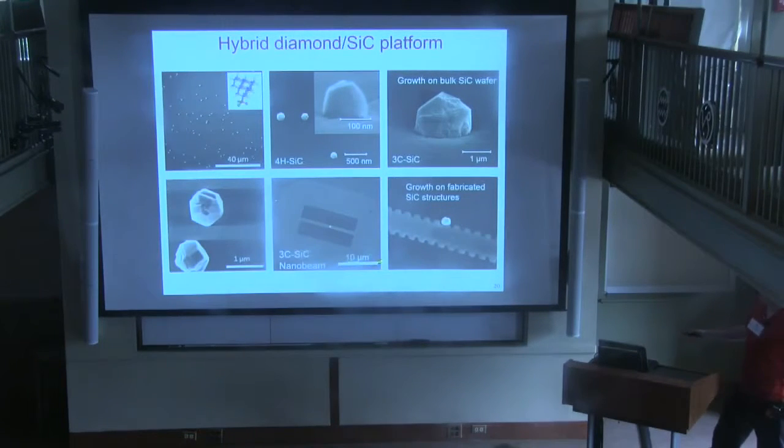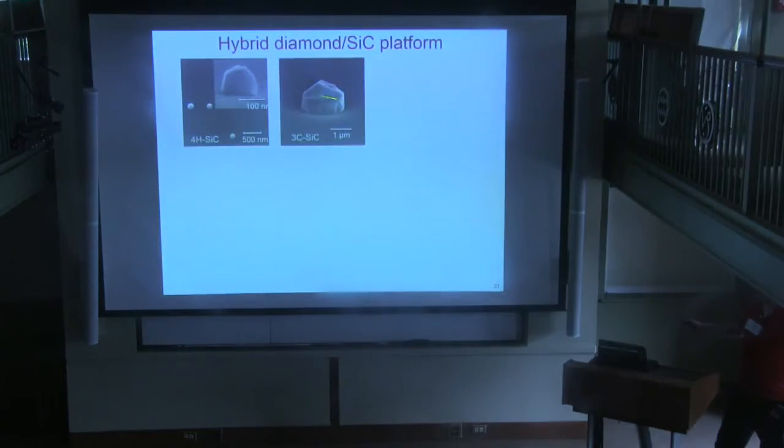So this year we first fabricated that nanobeam cavity from silicon carbide and then grew diamond on that structure. It's all just very preliminary results, so we haven't had the time to investigate these things in more detail. But here the growth was also random, but with that technique you could also imagine to just site selectively first fabricate your nanostructure and then grow a nanodiamond on top.